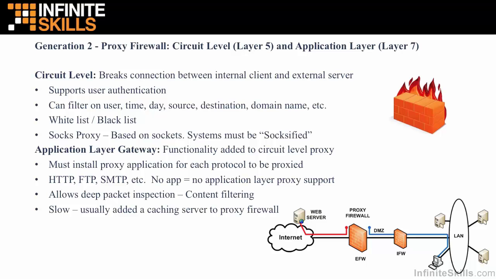Now, as you can imagine, this reassembly of all the content and then analysis of all that content and then comparing that analysis to your rule base takes a little bit of time. So these application layer firewalls, proxy firewalls, called an application layer gateway, provided deep packet inspection, but it took time. It was slow. And because it was so painfully slow, very often these firewalls would add a caching component to the firewall. So it would be a caching server as well.